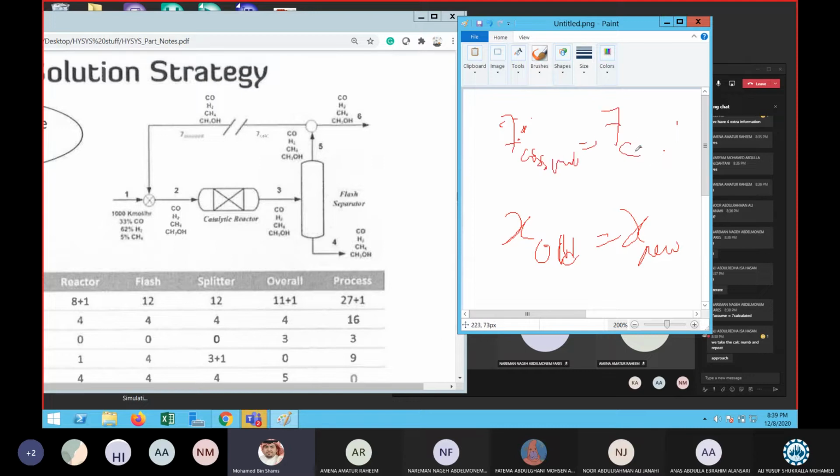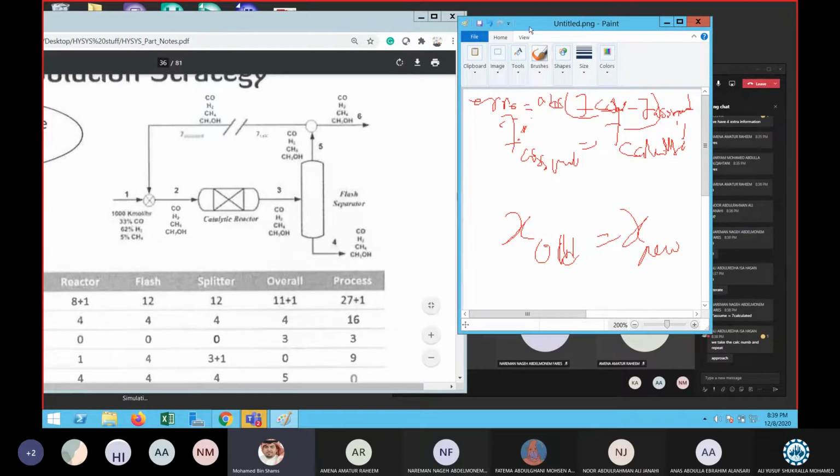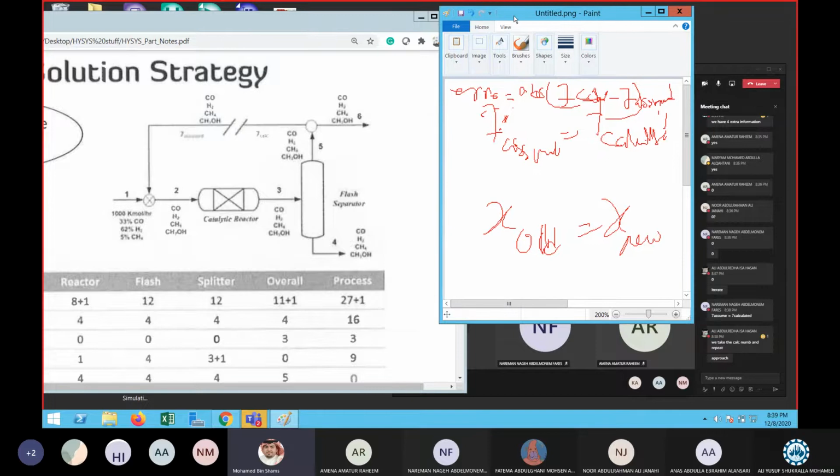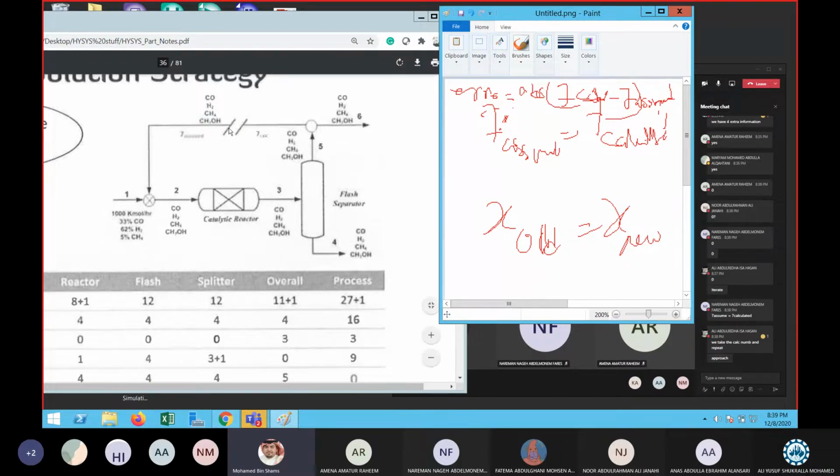To 7 calculated. Before I do this, I have to check the error. I want to see the difference, the absolute, if you like, between 7 calculated minus 7 assumed. What are they supposed to be, 7 calculated to 7 assumed? It's supposed to be the same, right? It should be the same stream. It's just one stream, I cut it.